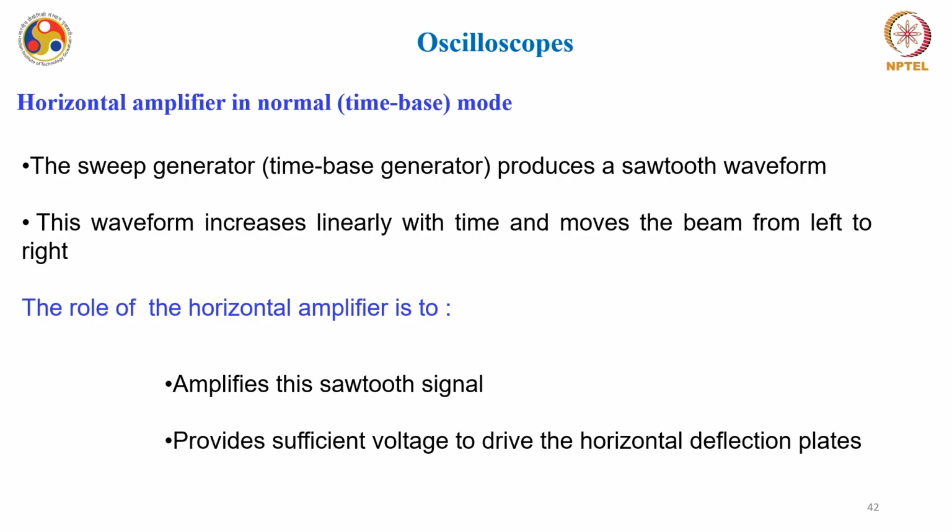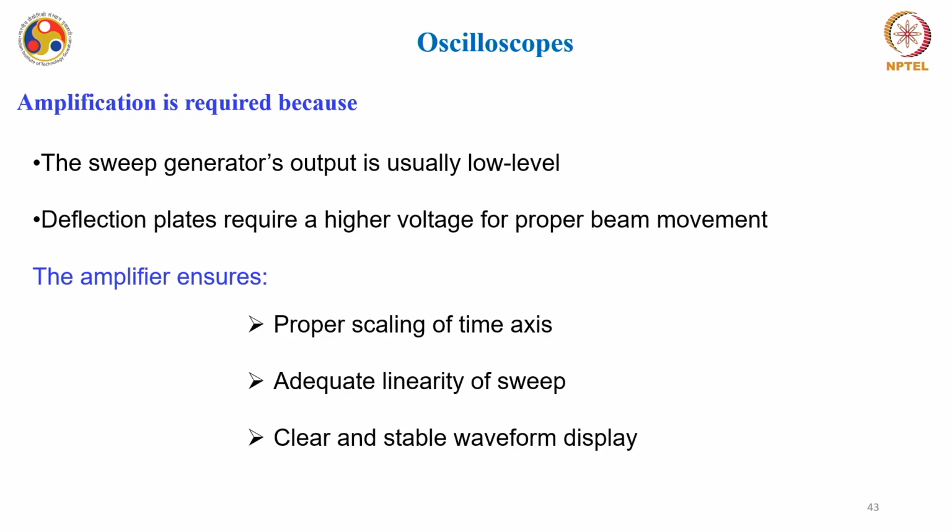The role of the horizontal amplifier here is to amplify this sawtooth signal and also to provide sufficient voltage to drive the horizontal deflection plates. We know that the sweep generator's output is usually of very low level, and that is why amplification is required. Deflection plates also require a higher voltage for proper beam movement, and therefore the amplification becomes very crucial. The amplification here ensures proper scaling of the time axis, adequate linearity of the sweep, and a clear and stable waveform display, particularly on the horizontal or x-axis.